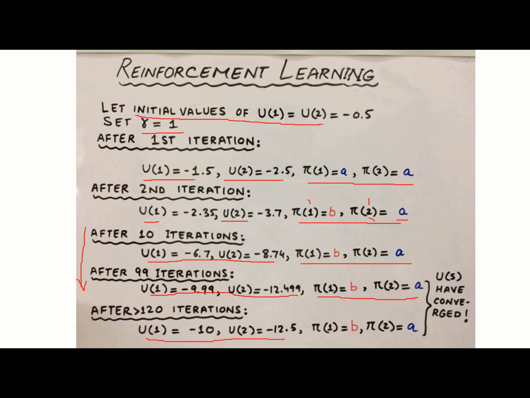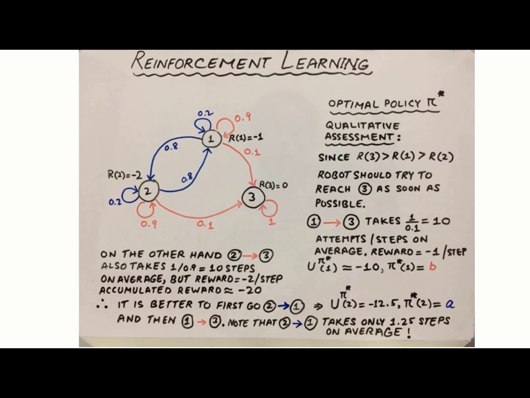Eventually, say around 120 or more iterations, U1 will converge to -10 and U2 will converge to -12.5, and that's where you would like to stop the algorithm. The corresponding policy is the optimal policy, which is to say that you should take action B in state 1 and you should take action A in state 2. Now let us try to understand why it makes sense to take action B in state 1 and take action A in state 2.